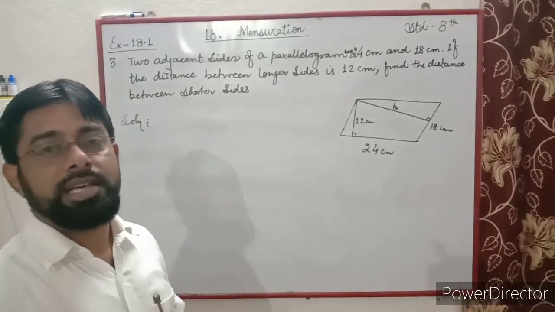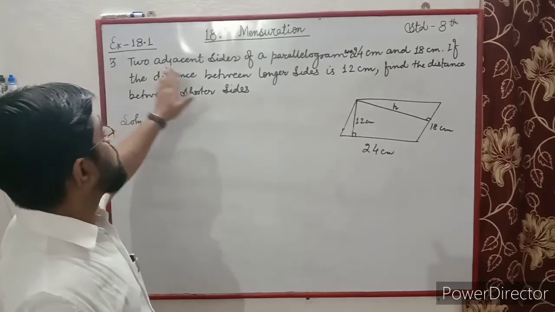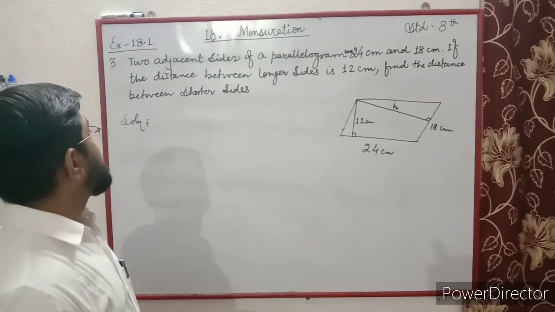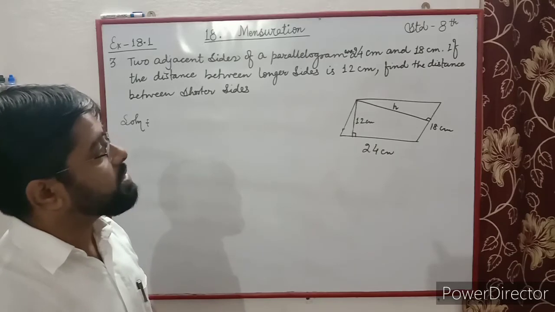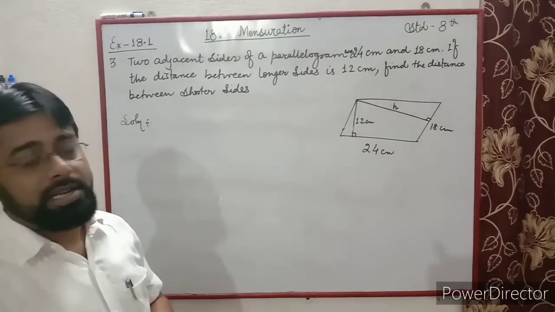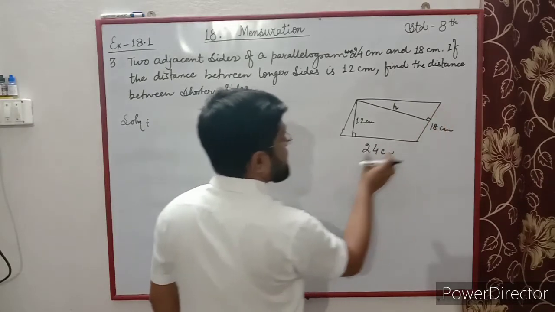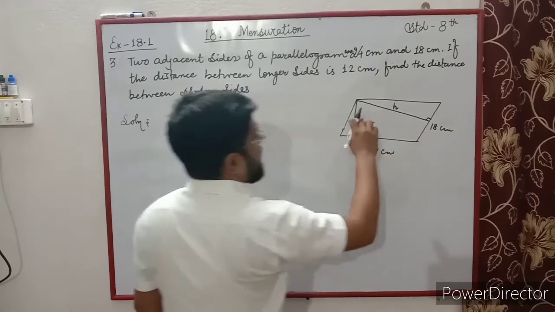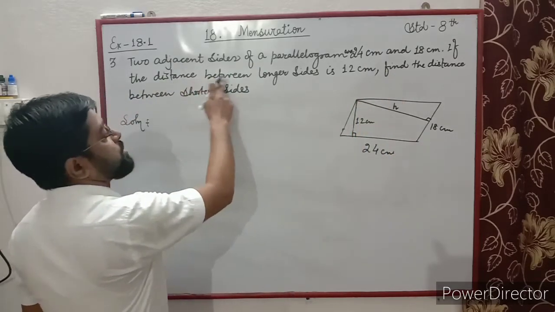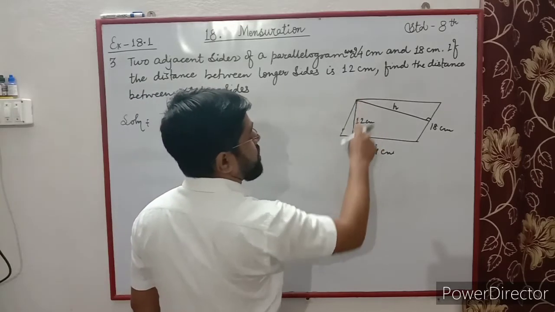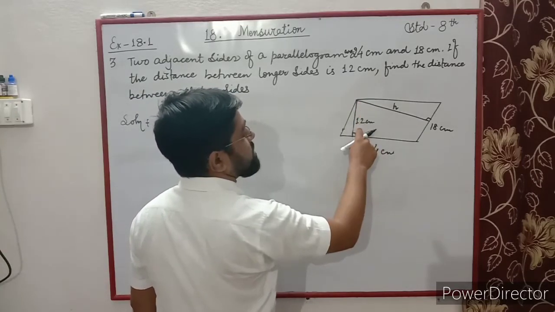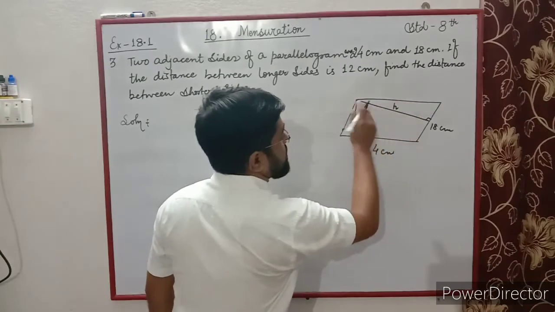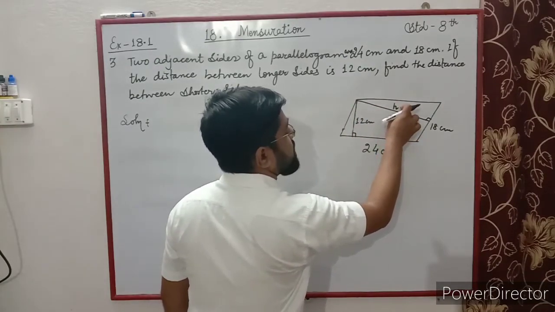Let's see few questions from exercise 18.1. Question number 3. Two adjacent sides of a parallelogram are 24 cm and 18 cm. If the distance between longer sides is 12 cm, find the distance between shorter sides. So first of all, draw a parallelogram, and the length of two adjacent sides are 24 cm and 18 cm. The distance between the longer sides is 12 centimeter, and find the distance between shorter sides. So we assume h. Distance between the shorter sides is, we assume h.